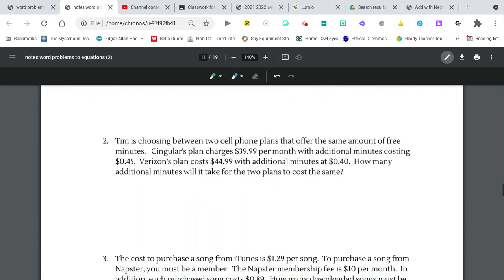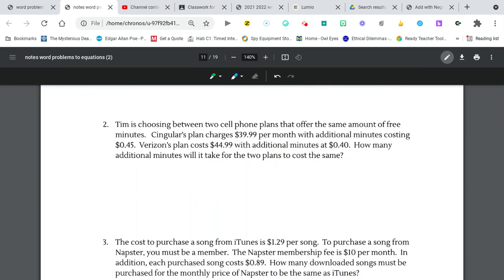Okay, let's take a look at number 2. Tim is choosing between 2 cell phone plans that offer the same amount of free minutes. Now nobody does this, but they used to do this a long time ago. All right, Singular's plan charges $39.99 per month with additional minutes costing 45 cents. All right, Verizon's plan costs $44.99 with additional minutes costing 40 cents per minute, okay? How many additional minutes will it take for the two plans to cost the same?